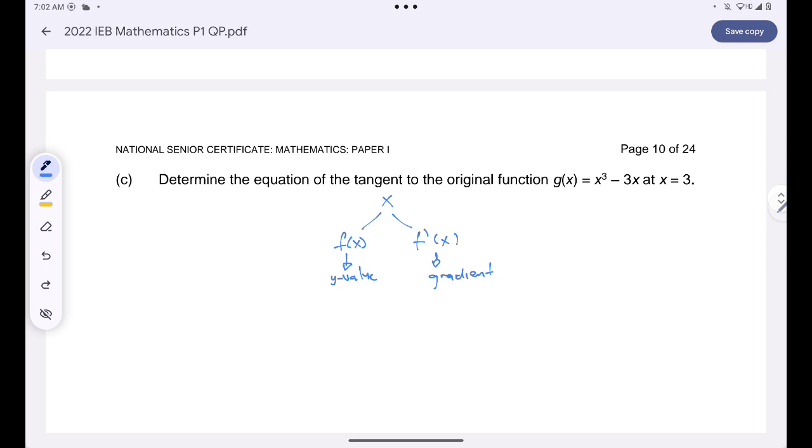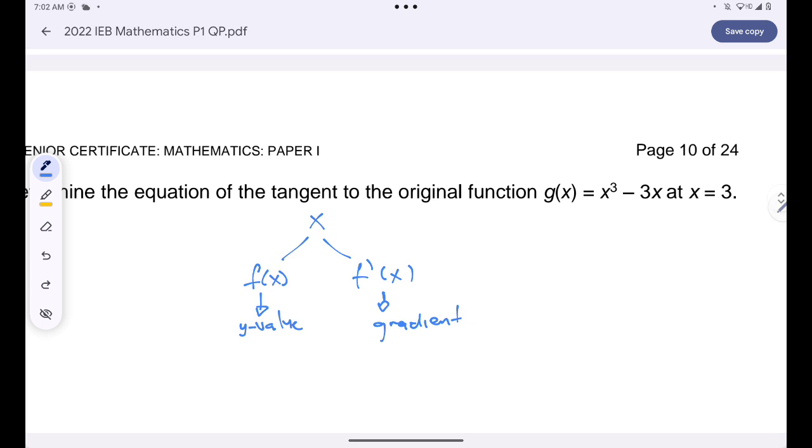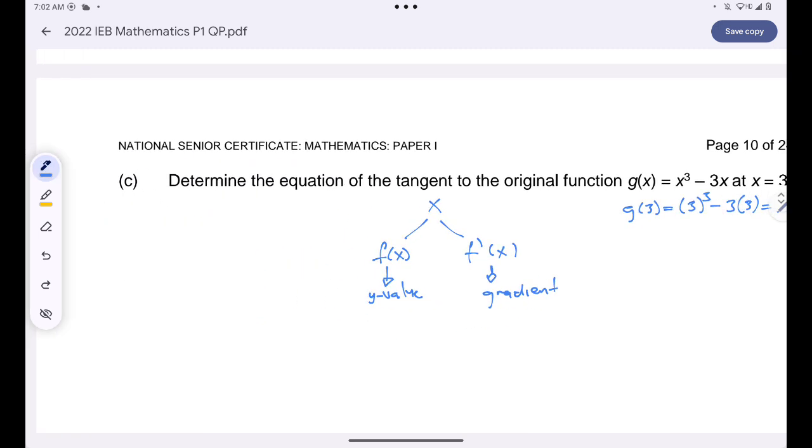So since I have x, I can go and find the corresponding y value. I'll say g of 3 is equal to 3 cubed minus 9. What do I get? That's 27 minus 9, that's 18. And then it simply means that my point is 3 and 18.